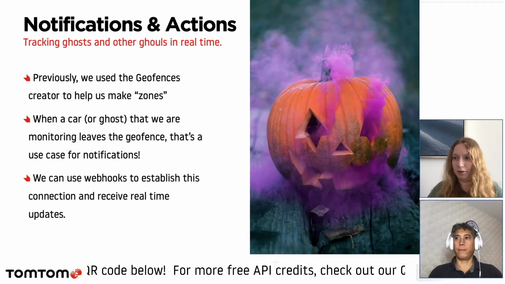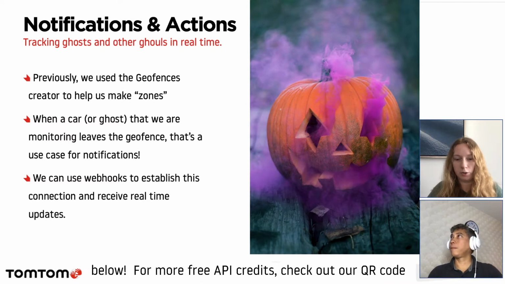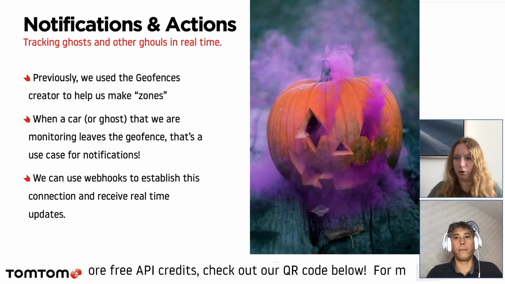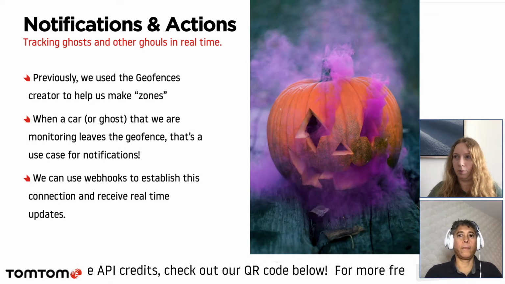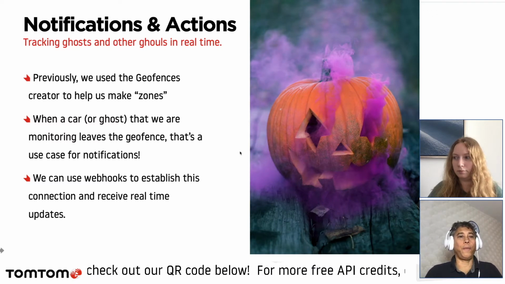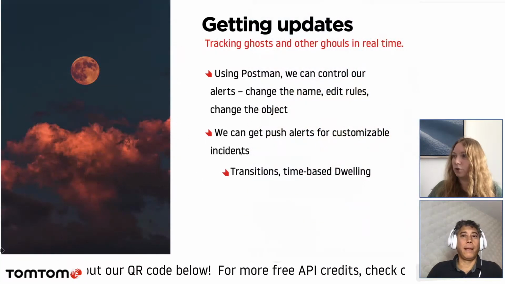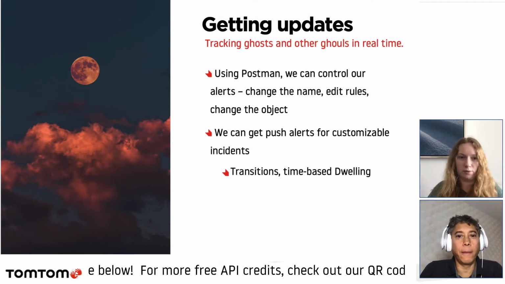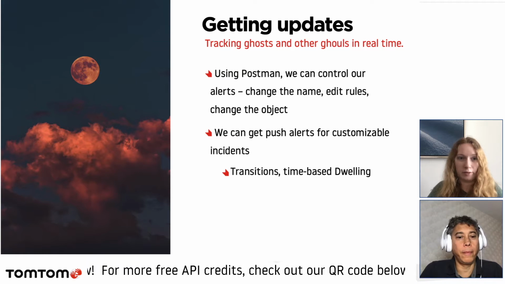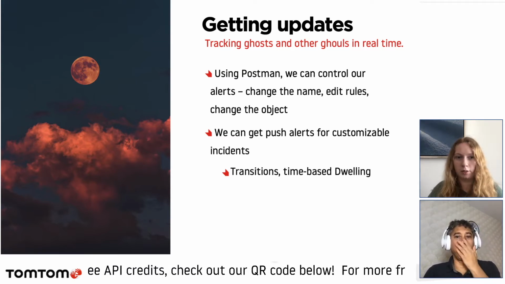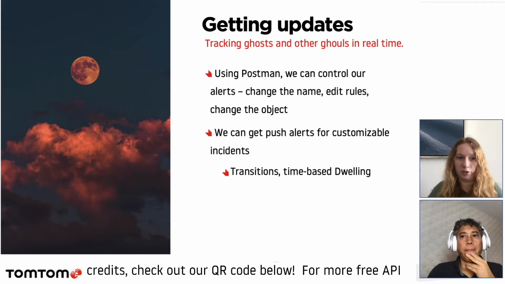But again, there's a lot of things that go into it. We can use location history, we can get speed, we can get direction, and we get a lot of different factors about our object that are part of this whole umbrella. Let's see. That is true. And so getting updates, we can use Postman to control the types of alerts. We can also use it to edit the notifications themselves, right? We can change the name, we can edit the rules, we can change the object, and then we can get push alerts for different types of incidents, right?